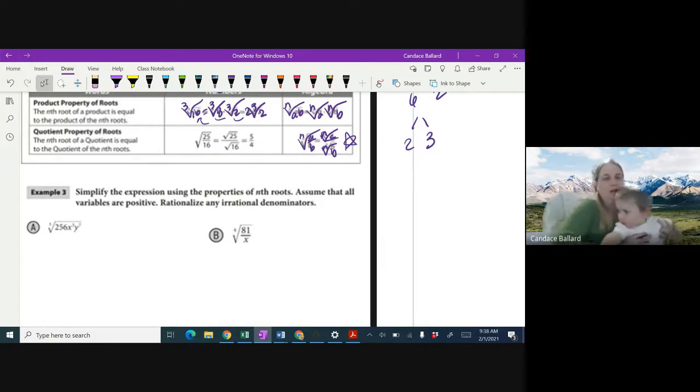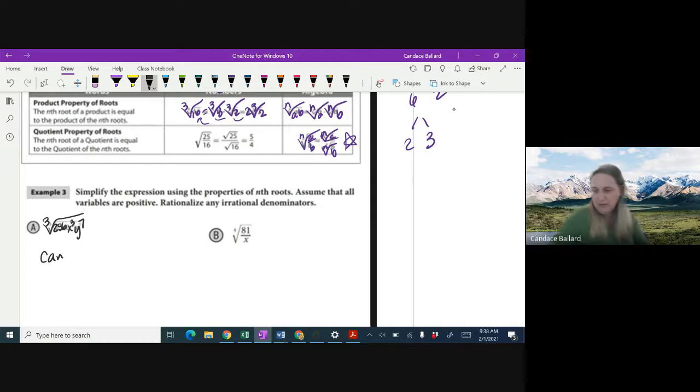Okay. All right. So let's try this a little bit. So I'm going to start with a here, and a is the cubed root of 256 x cubed y to the 7th. All right, so I'm going to do my can and my can't do box thing.